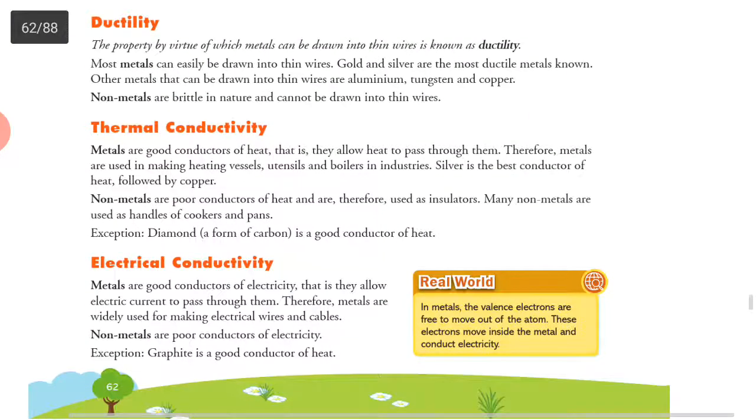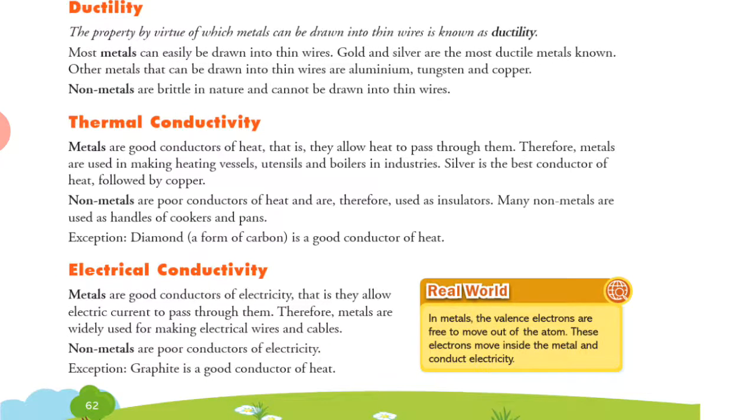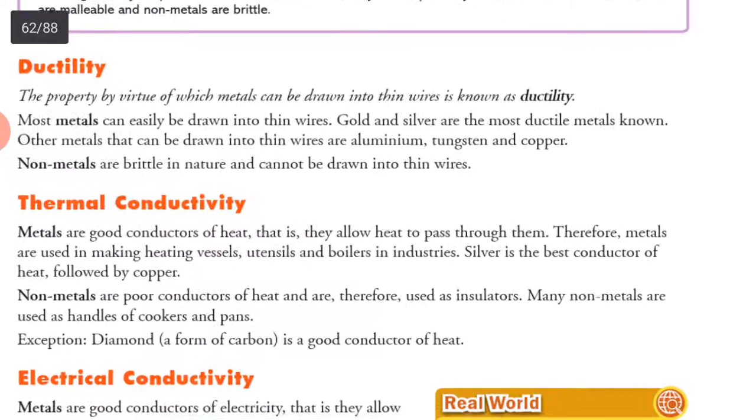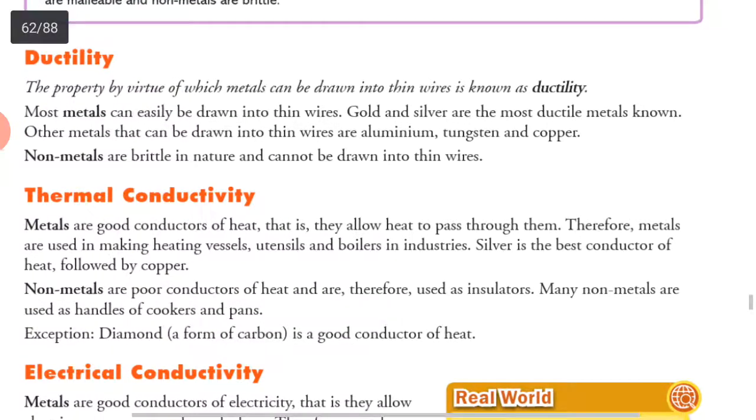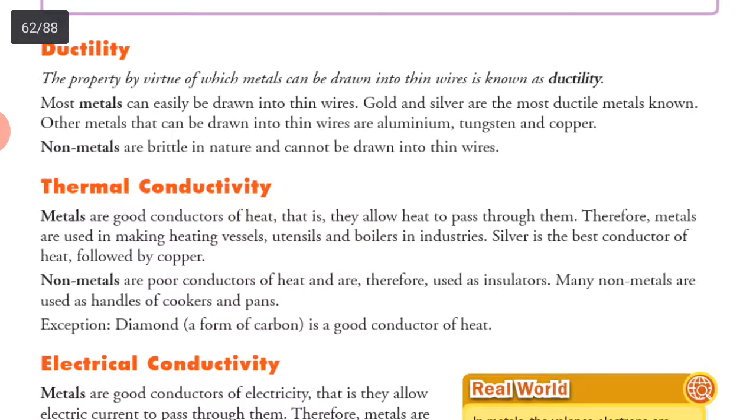Okay, ductility, another property on the basis of which we can classify metals and non-metals. The property by virtue of which metals can be drawn into thin wires is known as ductility. Copper is an example of this. Most metals can easily be drawn into thin wires.